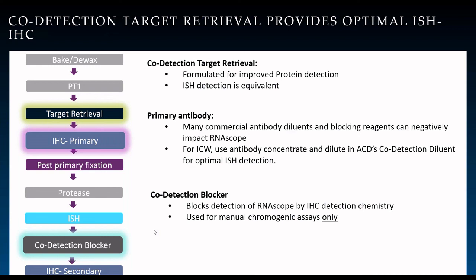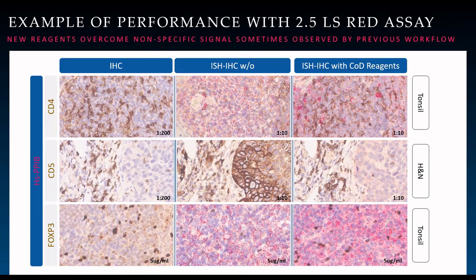Depending on which RNAscope assays you are interested in, you will need to use one or all of these reagents. The co-detection target retriever allows you to not compromise on your ISH RNAscope signal. The primary antibody diluent is essential for optimum antibody signal. And your co-detection blocker ensures there is no cross-link between the ISH and IHC chemistries. So these reagents have really optimized this protocol, wherein you can perform your RNAscope in combination with your IHC or IF and get optimal RNA and protein detection.